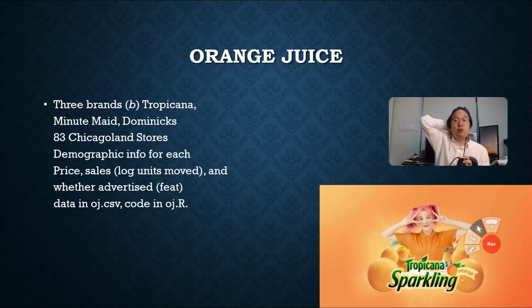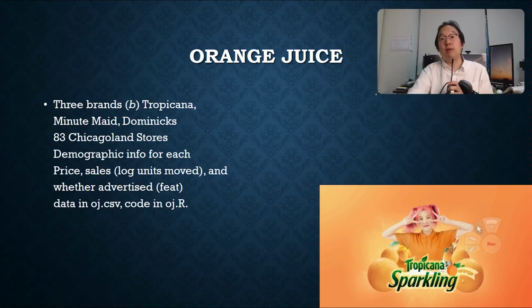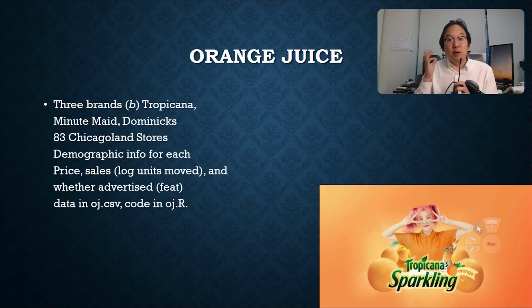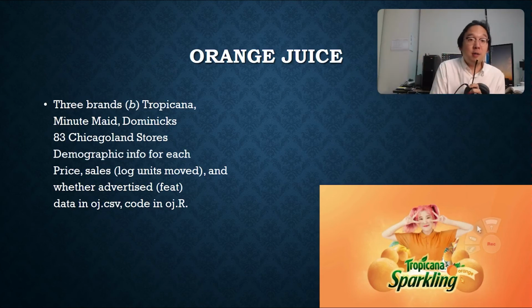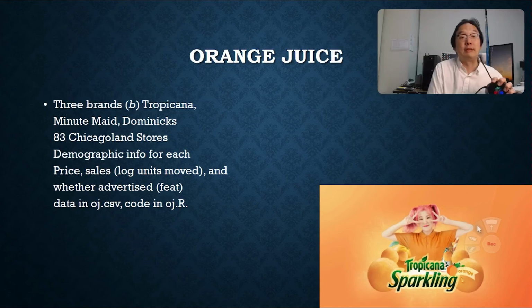So orange juice is the data that the textbook author provided. Okay, OJ, not OJ Simpson, by the way, but OJ. Three brands they have, right? One is Tropicana, orangey, Tropicana. Somebody should shut my mouth, right? I know. Minute Maid is the second one, and then the third one is Dominick's.